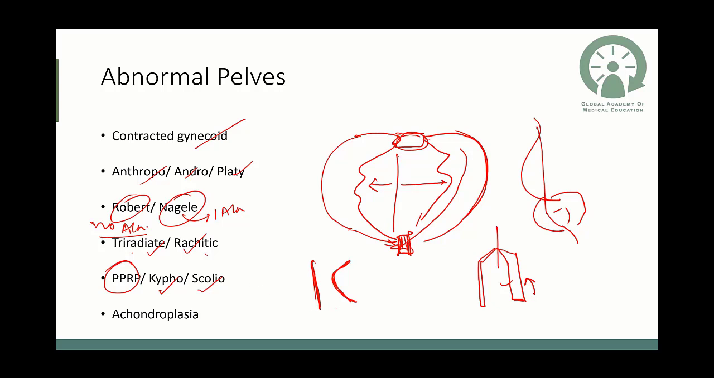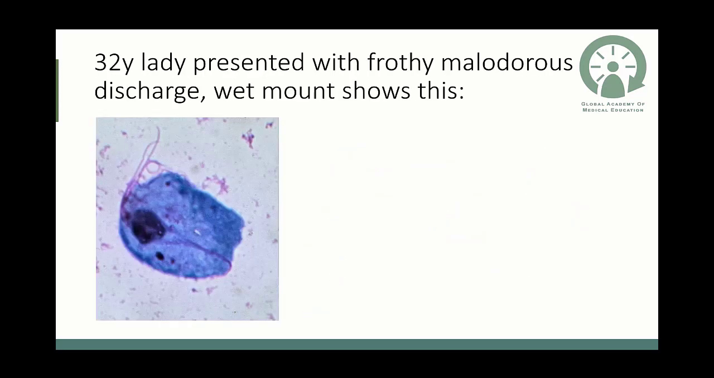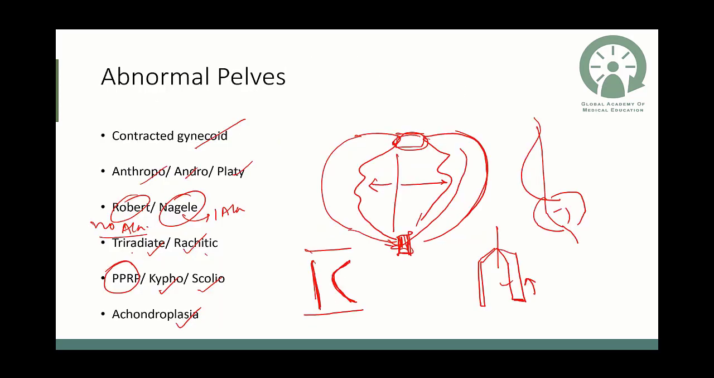PPRP are known to cause cephalopelvic disproportion in labor, and need to be assessed. Achondroplasia is a condition which is known to give rise to a pelvis which is known as a champagne glass shepherd pelvis. Just for the completion of the list.